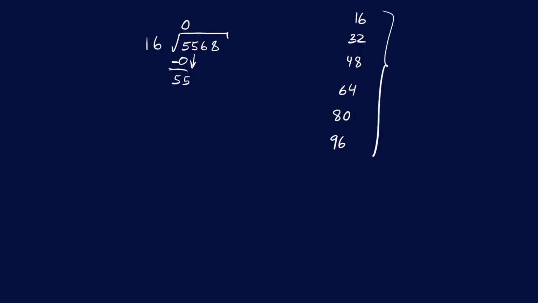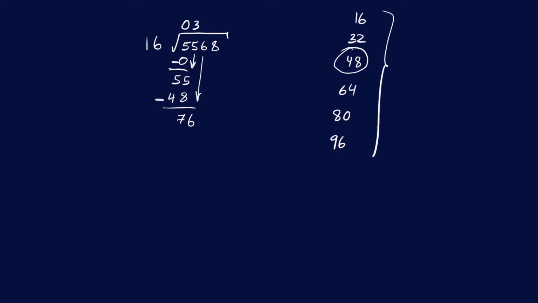And as you can see, 16 goes into 55 3 times. So we're going to write that up here as the next digit of our answer. Now the next step is, just like we did last time, to multiply 16 by 3. And since we have the multiples of 16, we know that 16 times 3 is 48. So we're just going to write that down underneath that number. And what we're going to do is subtract 48 from 55, and we get 7. Now the next step is, after subtracting, we bring down the 6.